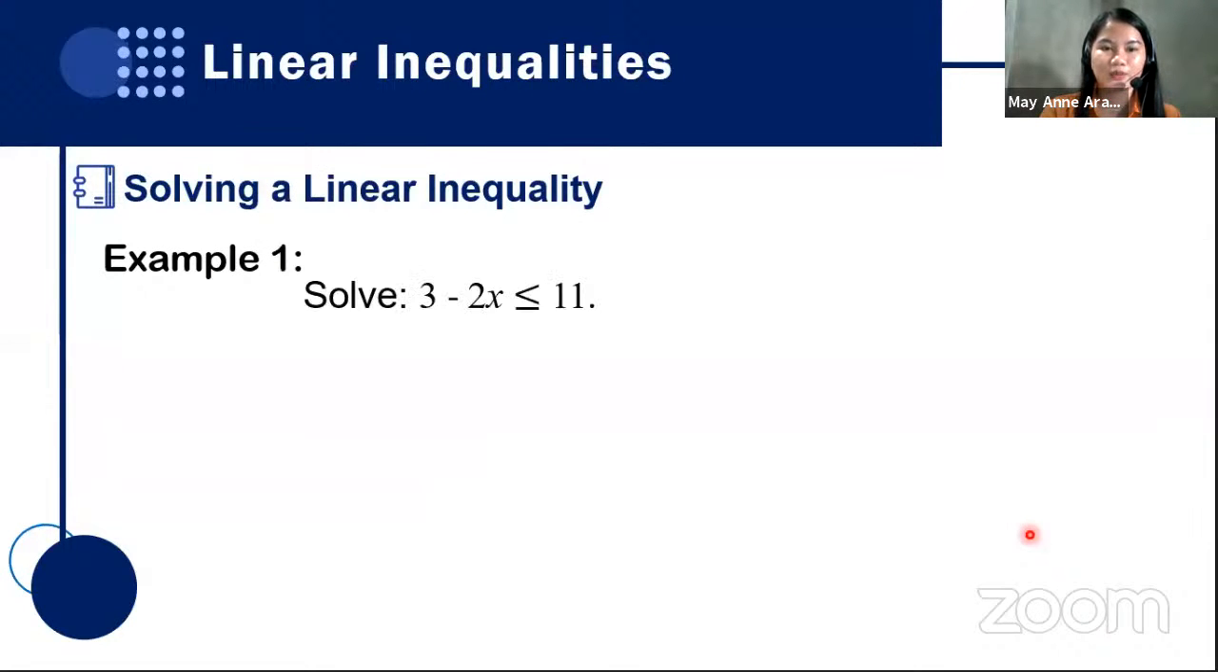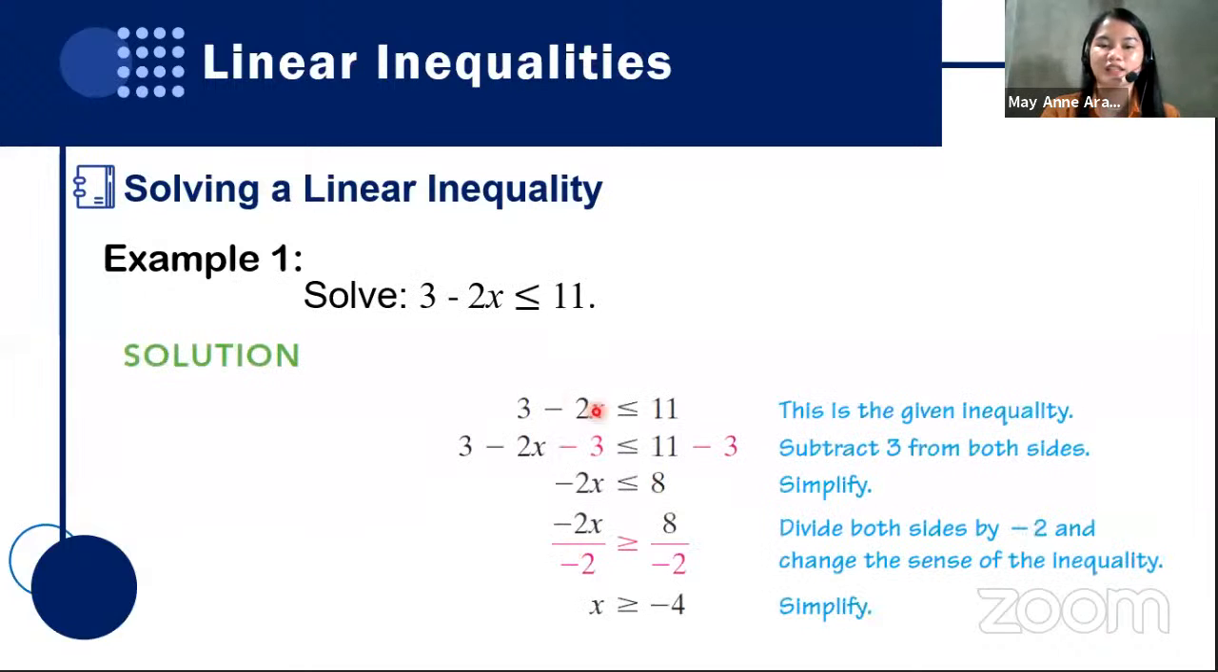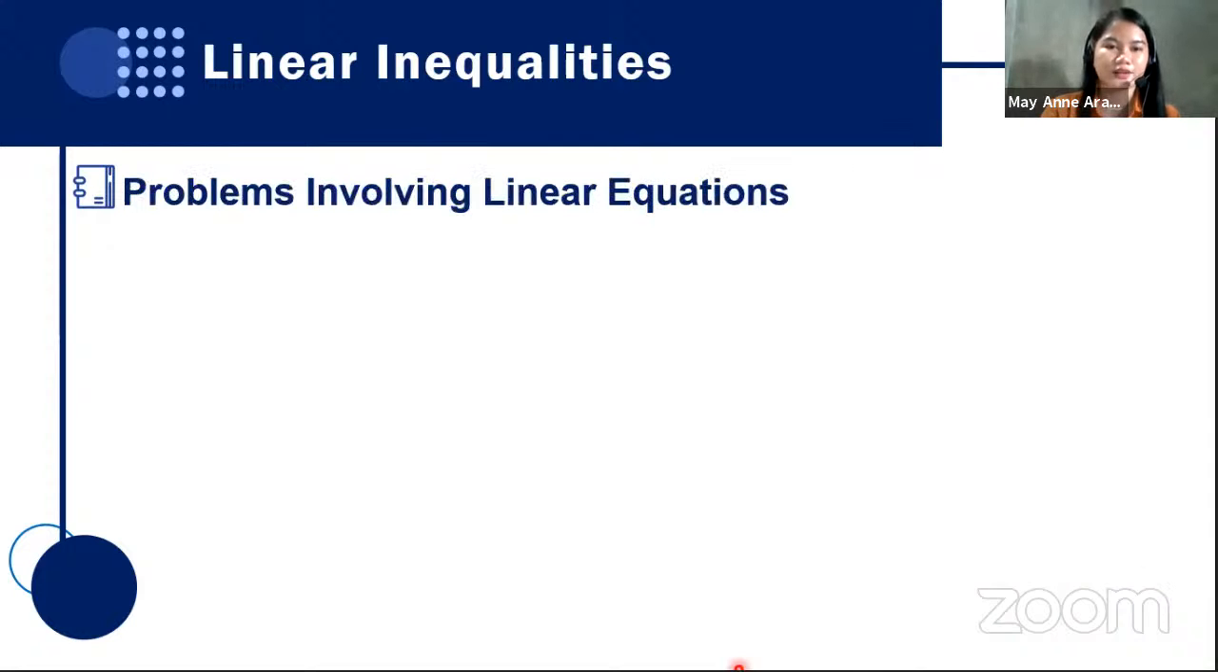For solving linear inequalities, it's the same process as the linear equation procedure. So subtract 3 from both sides. And since, again, we will divide by a negative number, don't forget to change the sense of the inequality. So from less than or equal, make it greater than or equal to negative 4. This is the final answer.